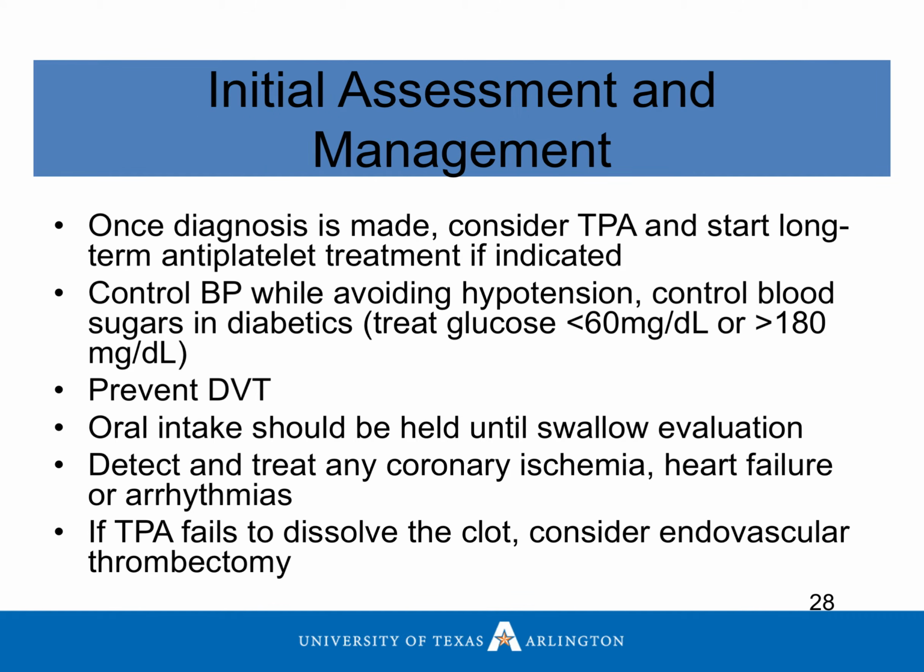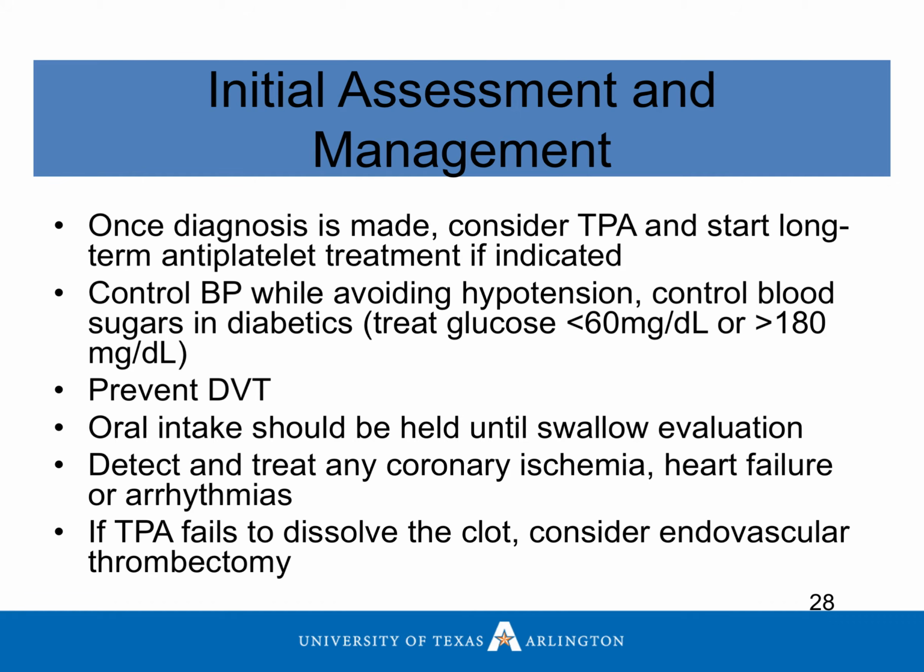So once a diagnosis is made, you definitely want to consider giving TPA and also starting a long-term antiplatelet treatment if indicated. Now, this is for ischemic strokes. You're not going to consider TPA or antiplatelet therapy in a hemorrhagic stroke, but for ischemic strokes, you would. Control the blood pressure while avoiding hypotension. And also a good control of blood sugars is also very important.